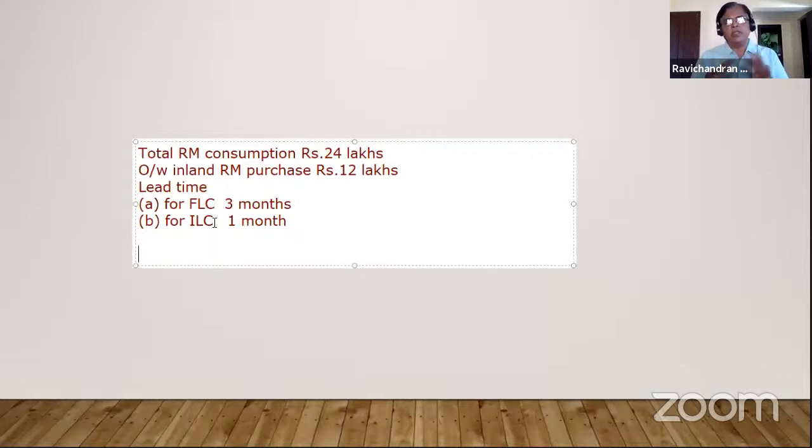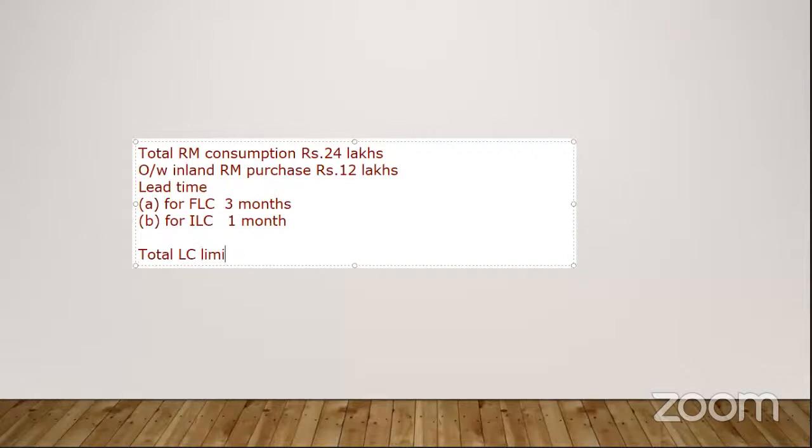Now you tell me, this is without any economic order quantity. This is the question. Total raw material consumption is 24 lakhs, of which inland raw material purchase is estimated at 12 lakhs. That means the remaining 12 lakhs will be under foreign LC. So now you tell me how much can be sanctioned under FLC and how much under ILC. Just have a guess. Here there is no economic order quantity. Or you can tell what is the total LC limit.